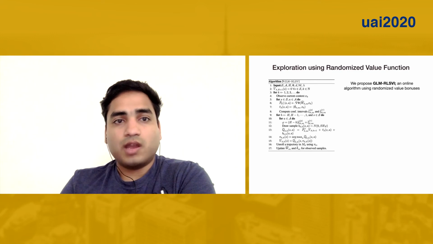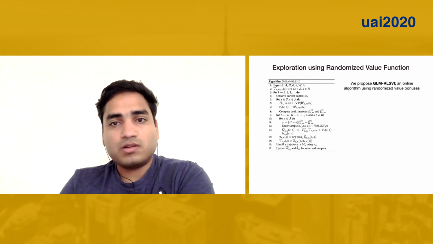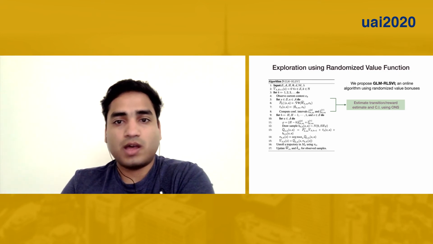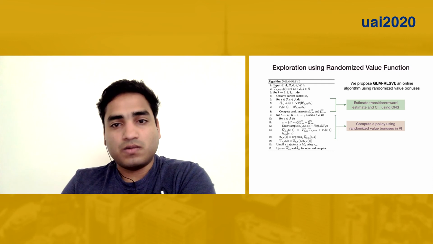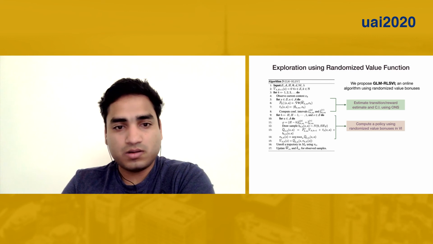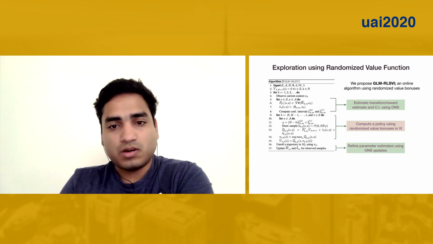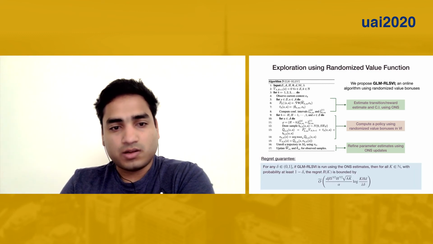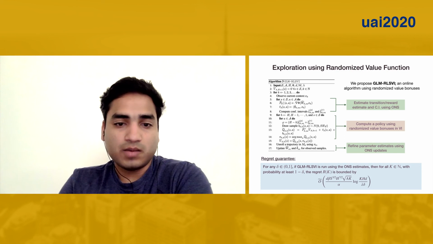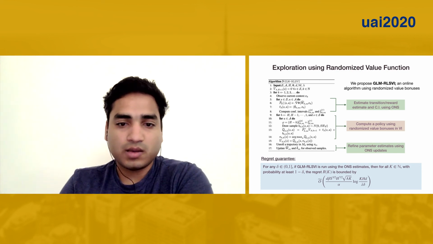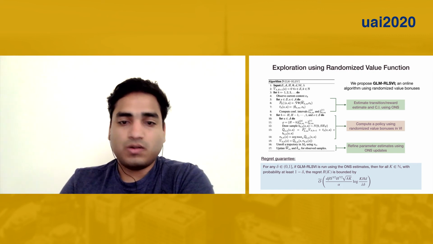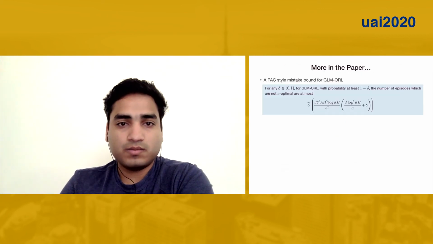We also propose an exploration algorithm using randomized value functions, where the agent again estimates the MDP for an episode and the confidence sets. But instead of using a fixed optimistic bonus, it uses randomized value bonuses in value iteration. And after the end of the episode, it again refines the parameter estimates using ONS. For this algorithm, we can also give a high probability anytime regret bound, where the dependence on A and K remains the same, but we get worse dependence on number of states and horizon. The dependence on D is again the same.